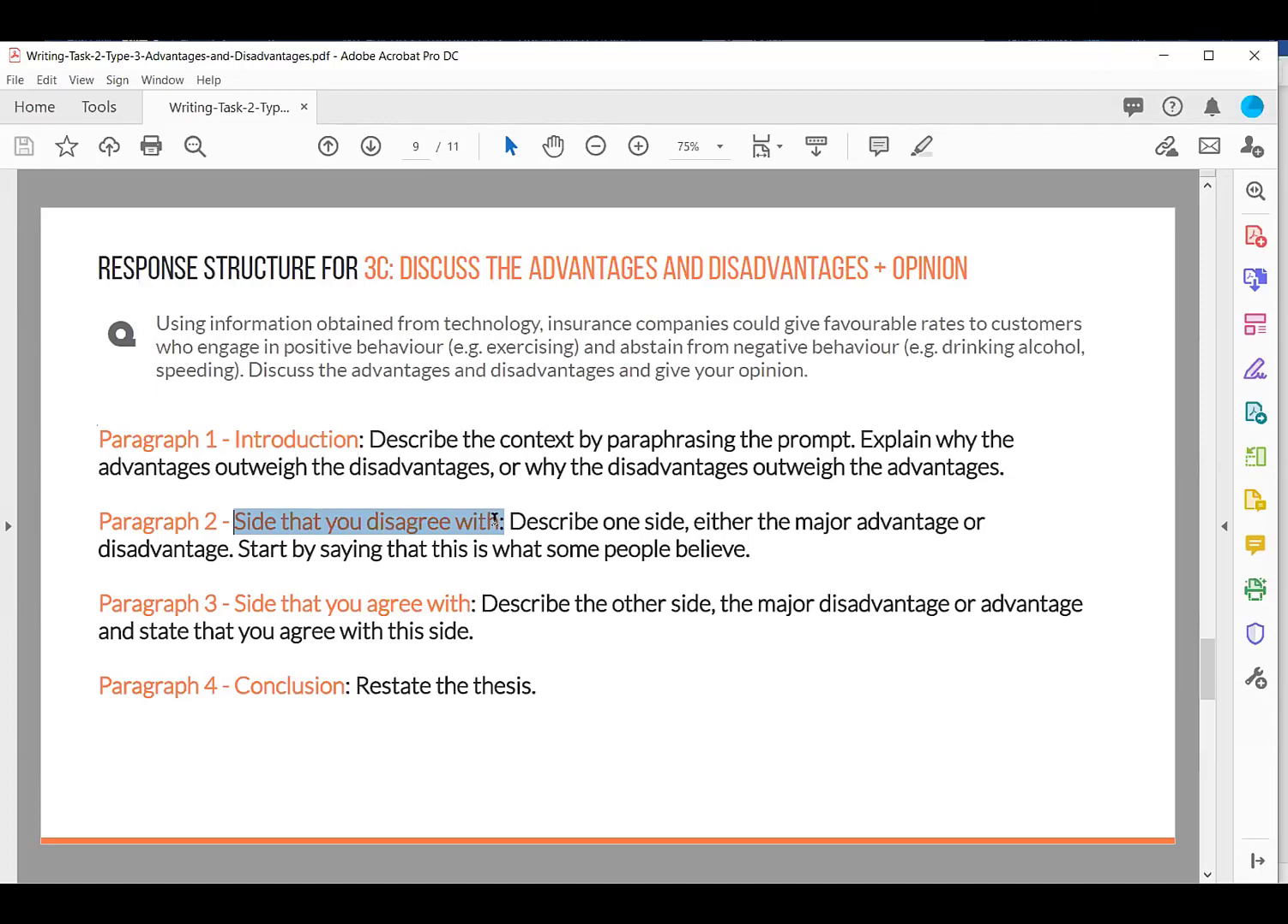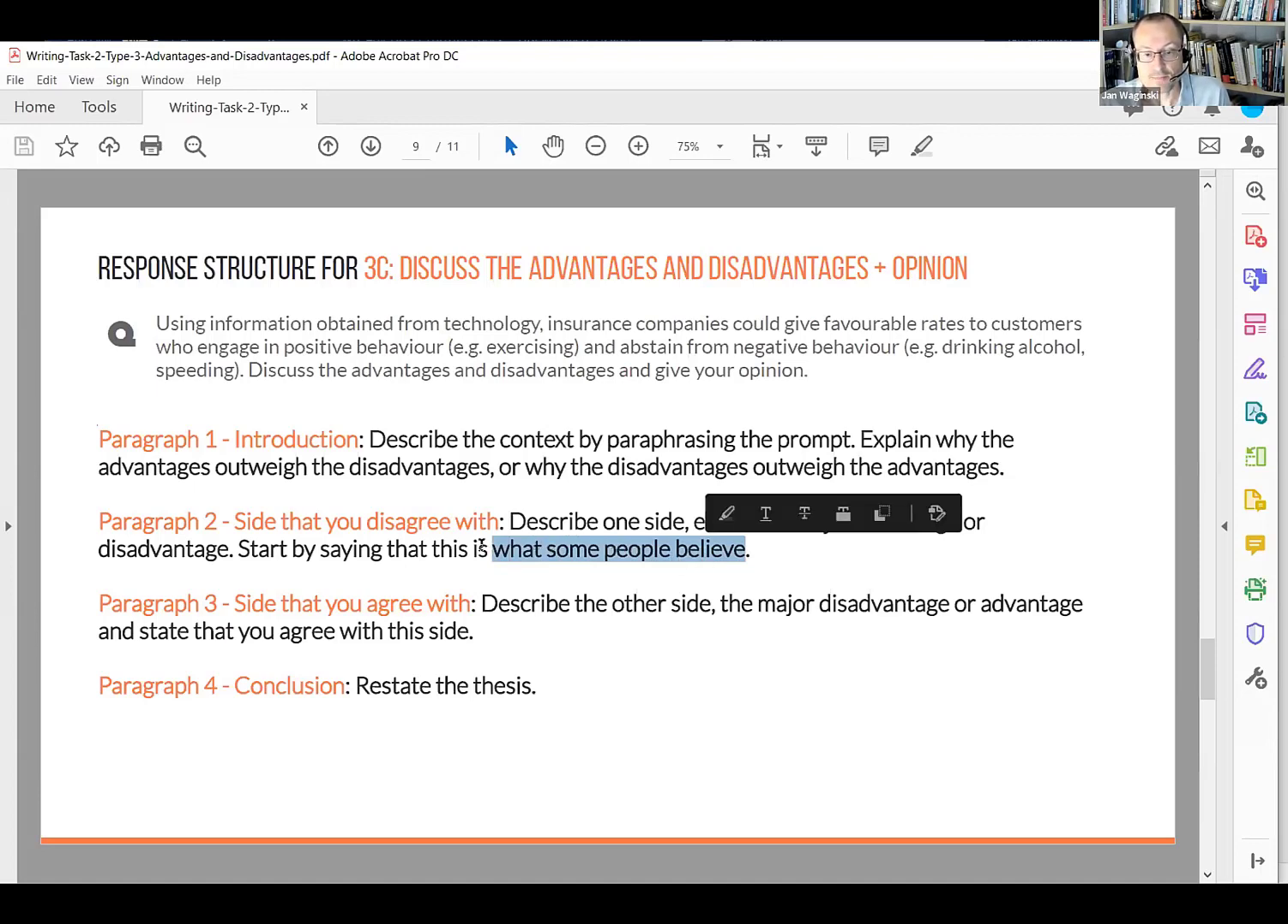The structure is easy. Describe one side and start by saying that this is what some people believe. Some people believe da da da da da. And then spend that paragraph talking about why some people believe that.